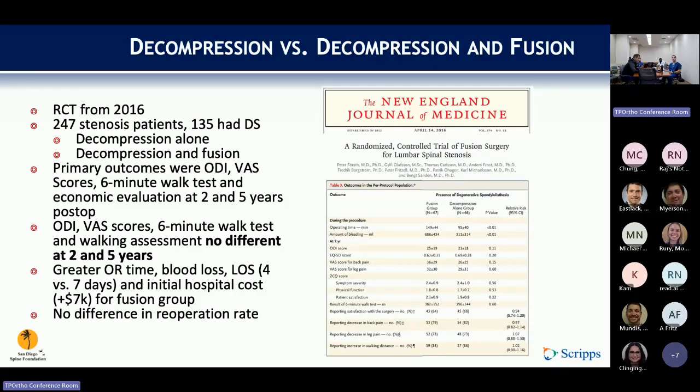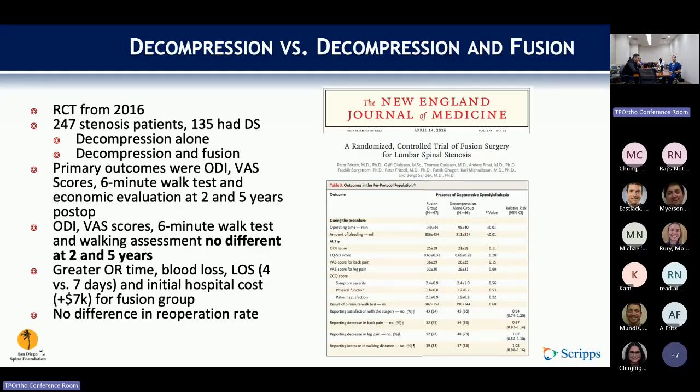Here's another high impact piece of literature in the last 10 years. This was a randomized controlled trial from 2016 in the New England Journal of Medicine. It looked at 247 lumbar stenosis patients, with 135 of those having degenerative spondylolisthesis. And there were two main groups: decompression alone versus decompression and fusion. The primary objectives here were the ODI-VAS score, 6-minute walk test, and economic evaluation at 2 and 5 years post-op, which was kind of a unique endpoint.